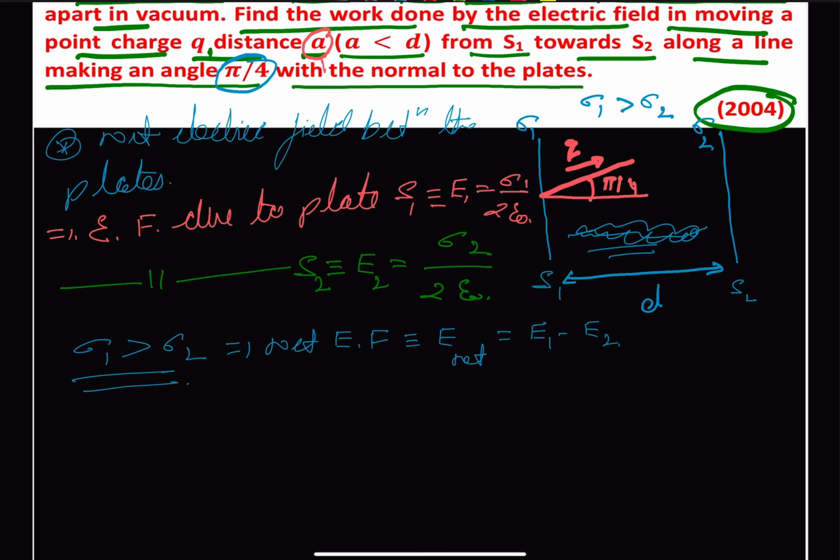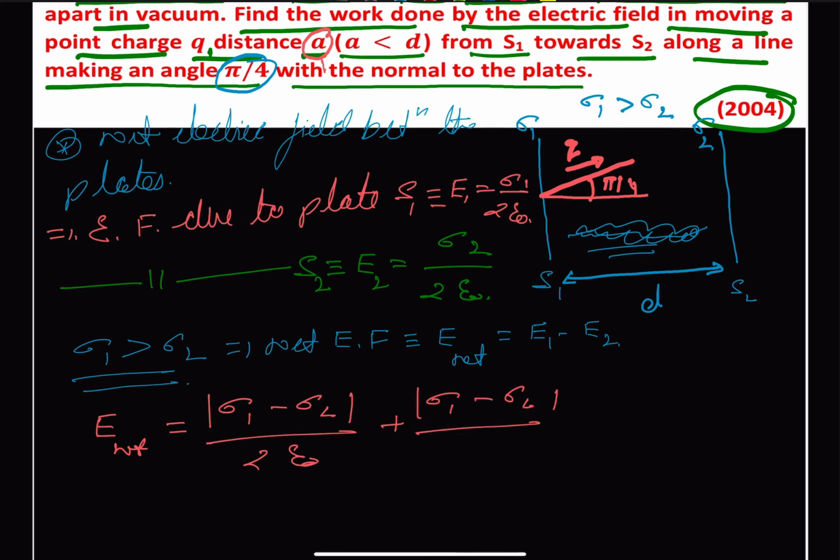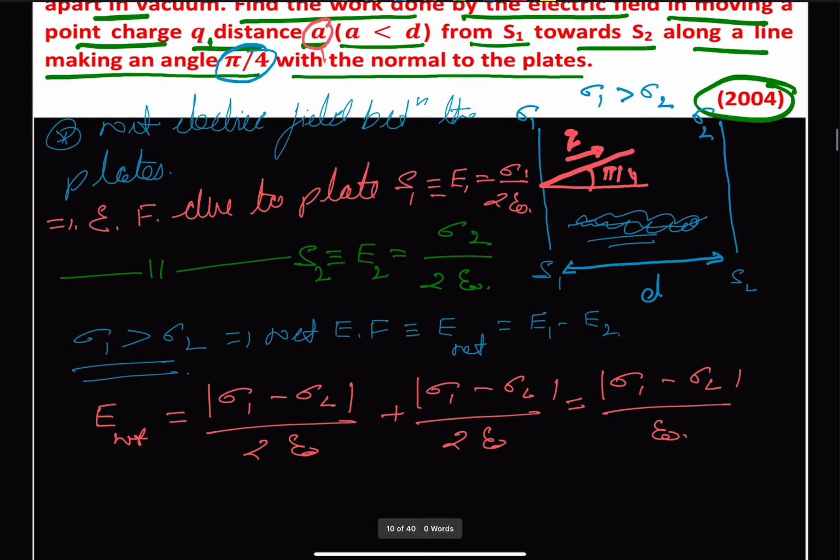Okay, so we can write E net as equal to sigma 1 minus sigma 2 over 2 epsilon naught plus sigma 1 minus sigma 2 divided by 2 epsilon naught, and this gives us sigma 1 minus sigma 2 divided by epsilon naught. I think this will work. There is no need for further definition.